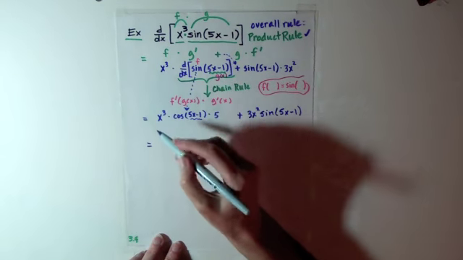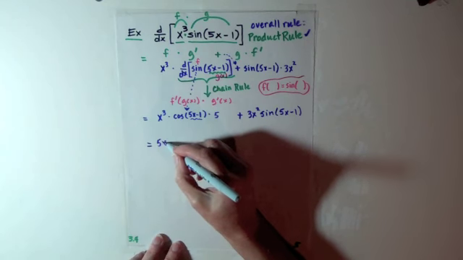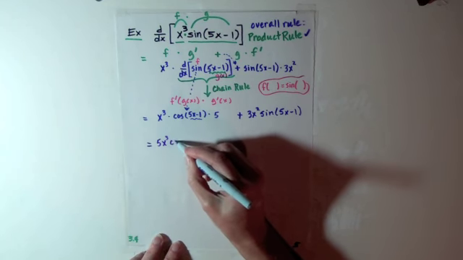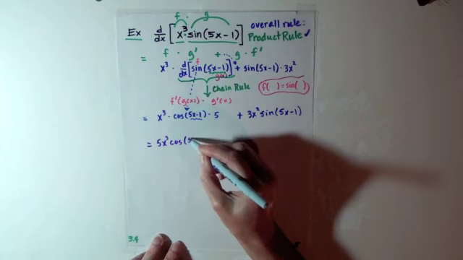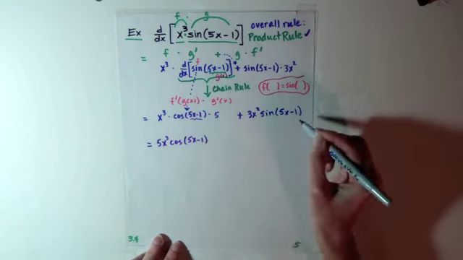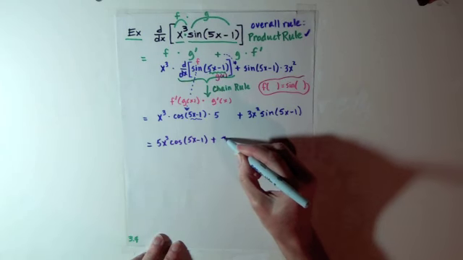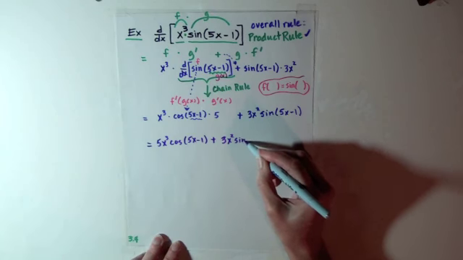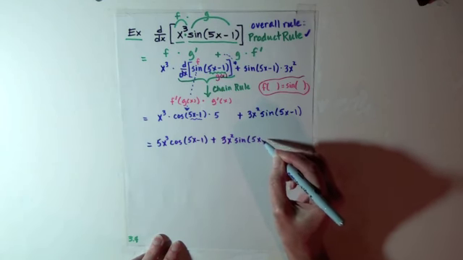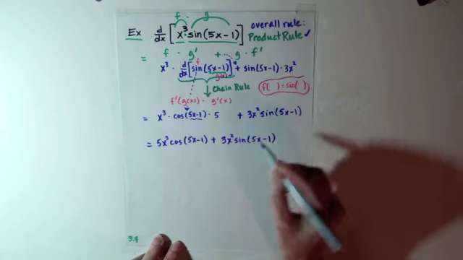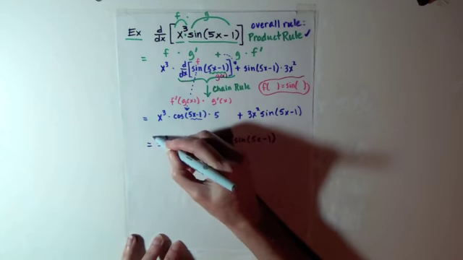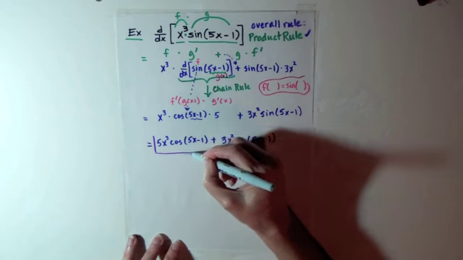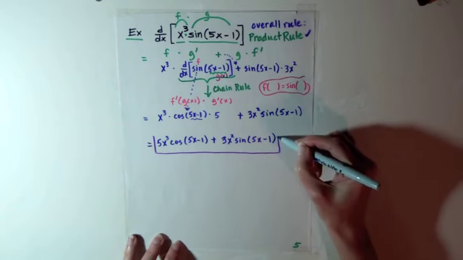This 5 I would pull to the front and make it 5x cubed times cosine of 5x minus 1. And then I have a plus 3x squared times sine of 5x minus 1. And we would probably just leave it that way. You could pull out a common factor of x squared, but generally we won't factor these answers at the end. We'll just leave them this way.